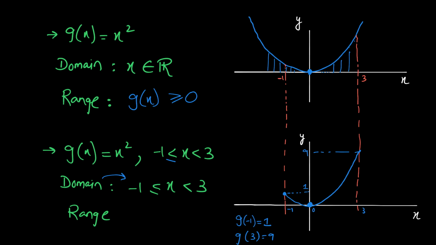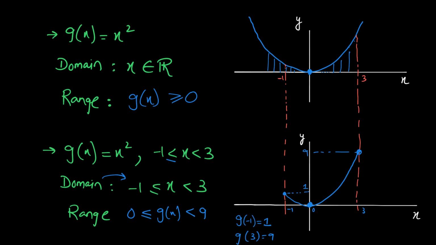So you can say that the range of this function would be from 0 to 9, where the value of 0 is included because the x value was included in the domain, but the value of 3 wasn't included, so I'm not going to include 9 as my output. So g of x has a range from 0 to 9.